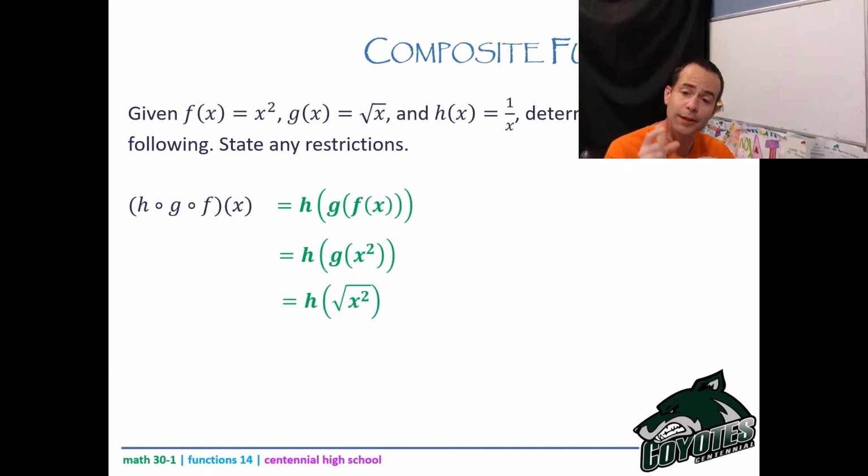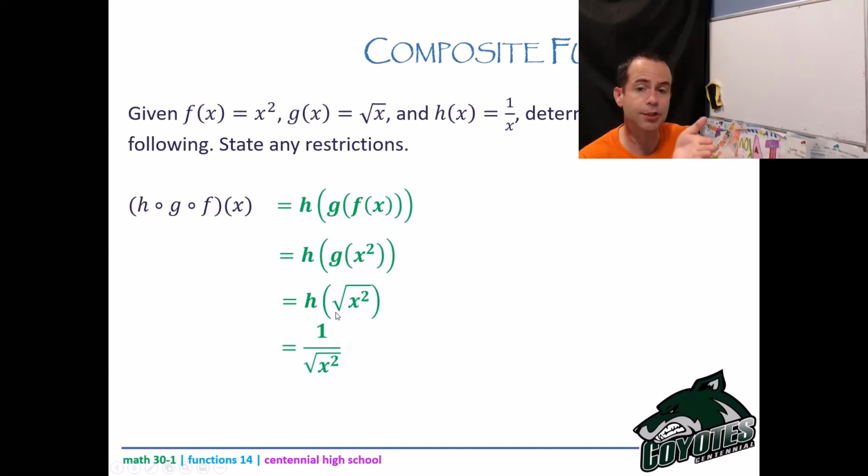Because I squared the x first, right? If I squared the x first, I'm always going to have a positive number, and so I can root it. I can root anything I want, and it's going to be okay. Then I plug that in, so it says h of root of x squared. So now I replace my x in h of x with the root of x squared, and that's going to give me 1 over the root of x squared.